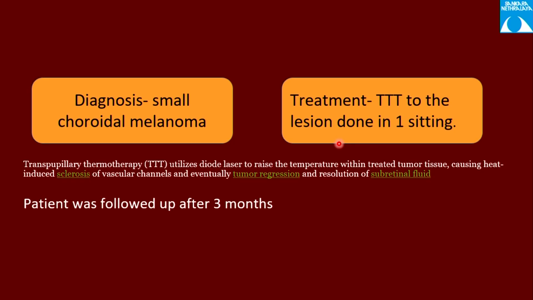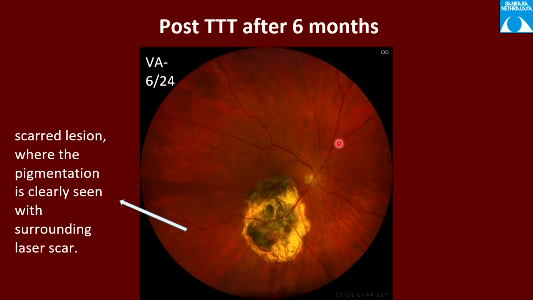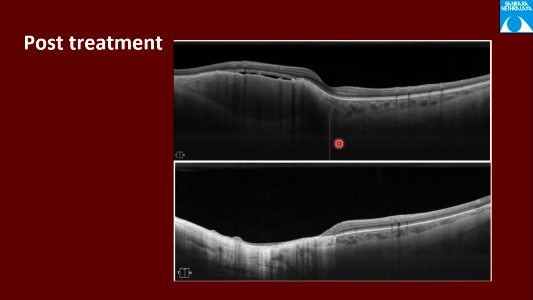So a diagnosis of a small choroidal melanoma was made. The patient was treated with transpupillary thermotherapy, which was done in one sitting. Usually TTT utilizes a diode laser, which raises the temperature within the tumor, thus causing heat-induced sclerosis of vascular channels and regression of the subretinal fluid. Patient was followed up after 3 months. This is the 6 months Clarus photo. You can see there is scarring adjacent to the lesion, and you can also see the pigmentation very clearly. Same thing on OCT.